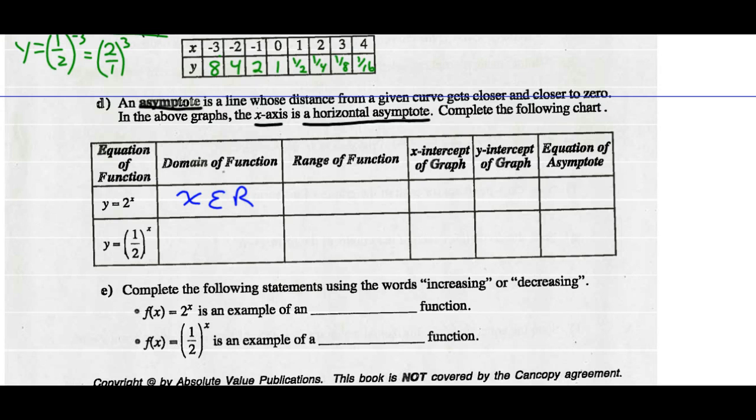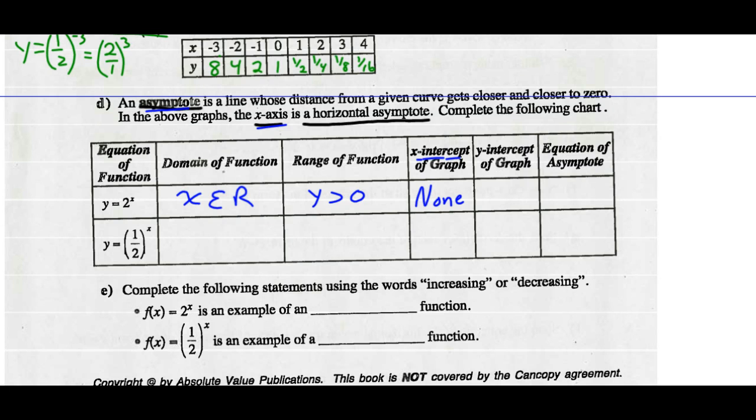The range. Well, we said that there's an asymptote on the x-axis, so all the values for y are greater than 0. They're above the x-axis. They never touch the x-axis, they must be greater than 0. If the graphs never touch the x-axis, then there is no x-intercept.